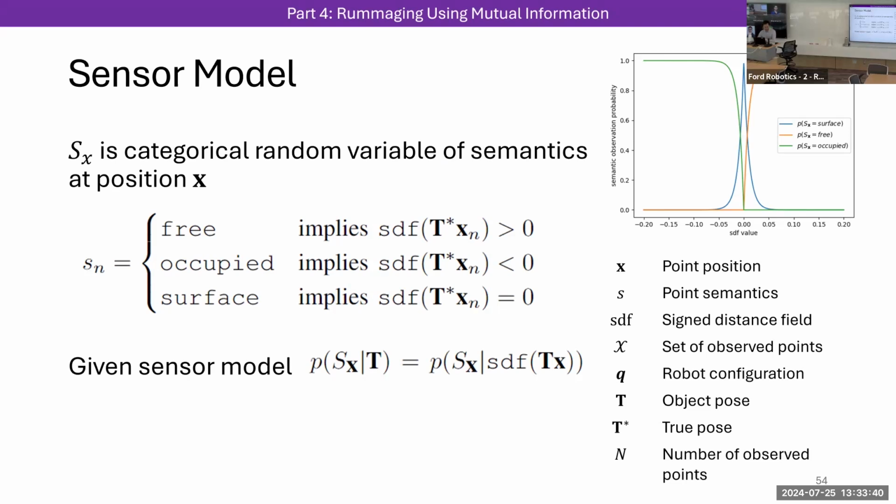So there's now 3 classes: free, occupied, and surface. In addition, we assume that we're given a sensor model. So this sensor model provides the probability of observing each semantics given some underlying SDF value at that position. We note that sensors can detect both false positives and false negative contacts. This is why we need the sensor model. But we notice that our method is actually quite robust to this model, and we didn't have to calibrate it to real data.